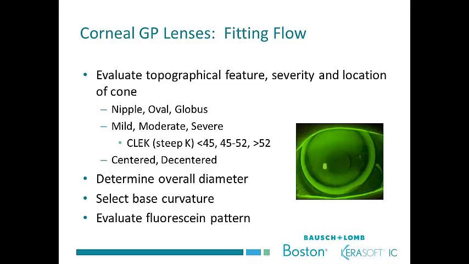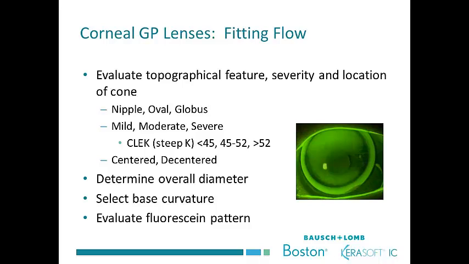So let's talk about the fitting flow. First, you want to evaluate the corneal topography of your patient. Sometimes you may not have access to a corneal topographer, so sometimes it's actually helpful to use a corneal GP lens to act as your topographer, because you can see the pattern of the irregularity using the fluorescein pattern. But if you have a topographer, it makes it a lot easier.